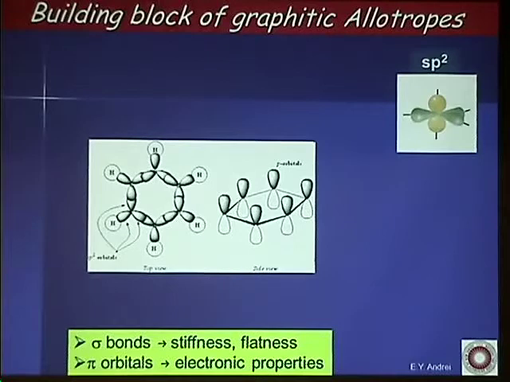Now Andrei Geim told you about the molecule. So the sp2 form of bonding happens in benzene molecules, and each carbon is bound to its nearest neighbor by this sp2 bond, and in the plane, the bonds are 120 degrees apart, and the 4th electron sticks out of the plane and it's responsible for electronic properties.